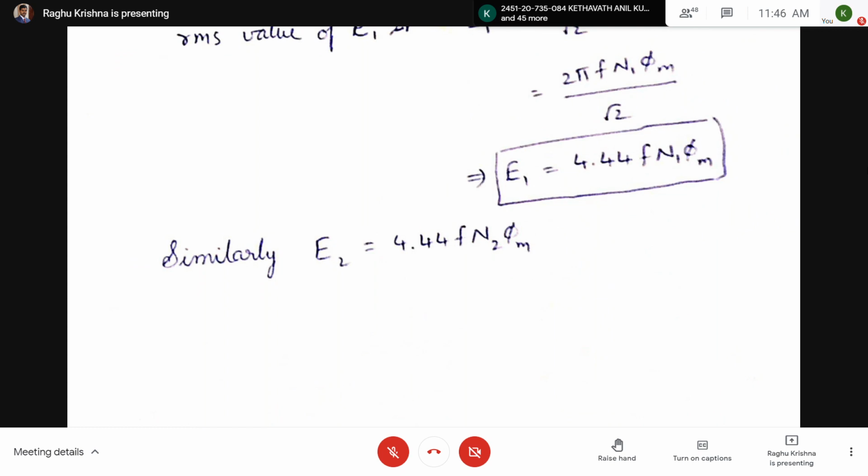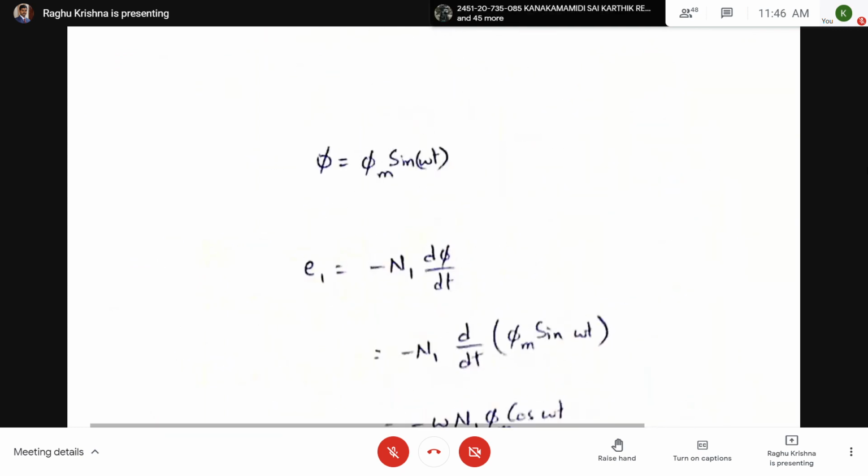So once again I am explaining the derivation. Flux is common in both the windings, so flux is taken as reference: Φ equals Φm sin ωt. The equation itself shows that when ωt equals 0, flux is 0. So Φ is the reference. Next, you want the induced EMF. So e1 equals minus N dΦ/dt, according to Faraday's laws of electromagnetic induction.